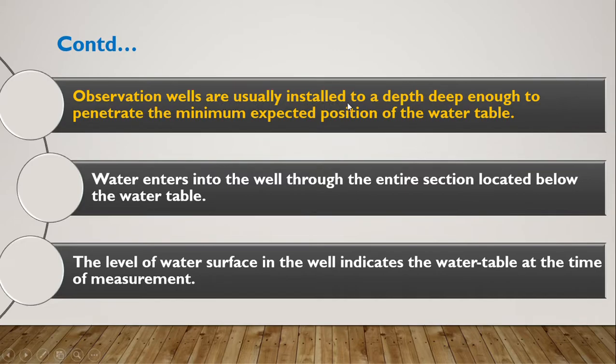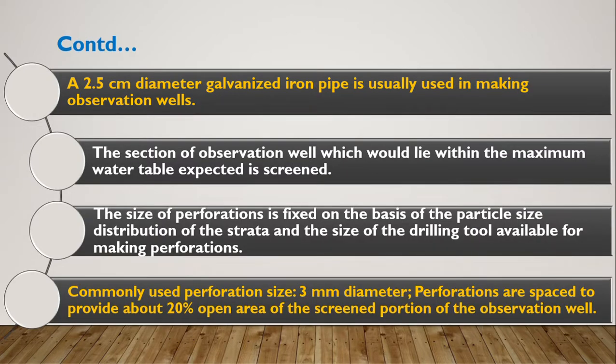Observation wells are usually installed to a depth deep enough to penetrate the minimum expected position of the water table. So it should be inserted below the water table normally. And water enters into the well through the entire section located below the water table. The water can enter the observation well from either the sides or from the bottom. The level of the water surface in the well indicates the water table at that time of measurement. How much amount of water is there in the well? It shows the water table of that particular location. That is the measurement. Say, a 2.5 centimeter diameter galvanized iron pipe is usually used in making observation wells if it is cased.